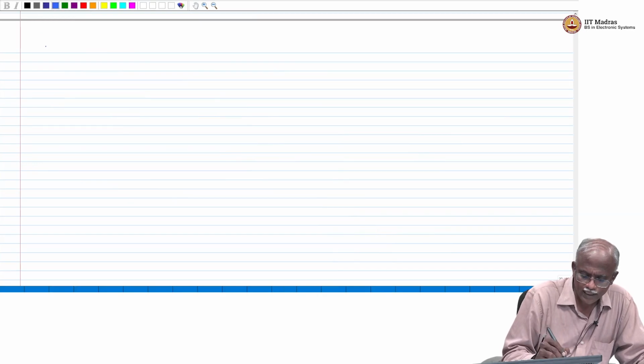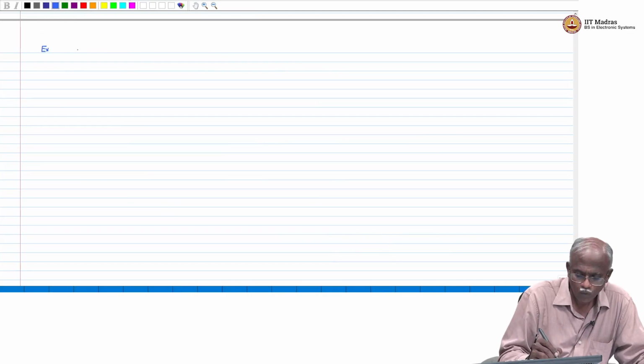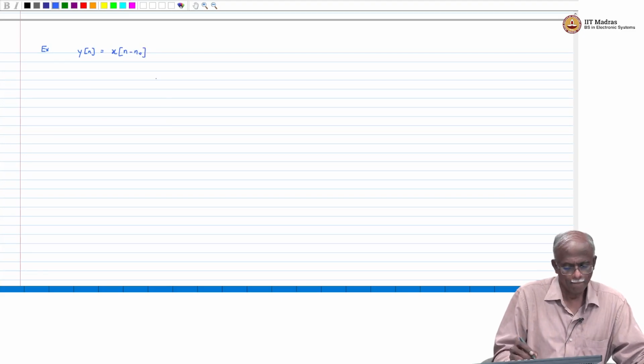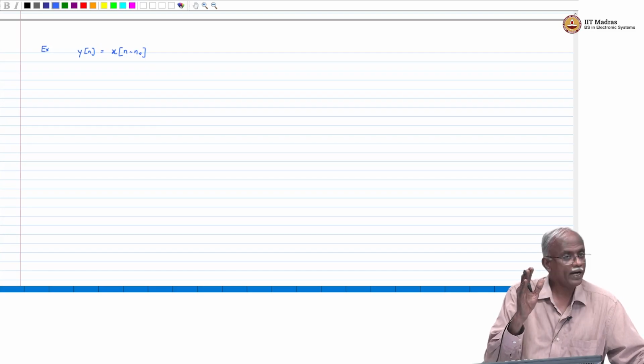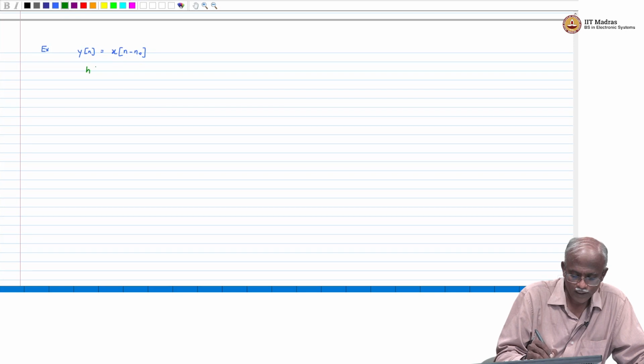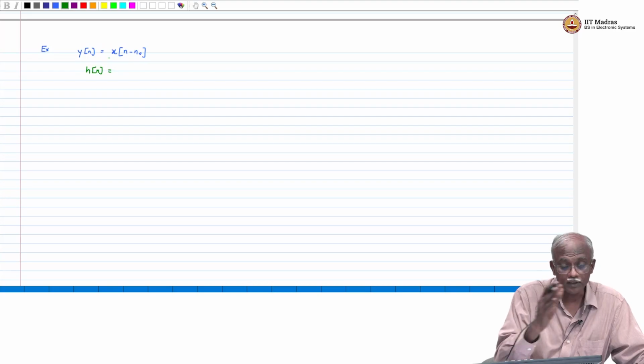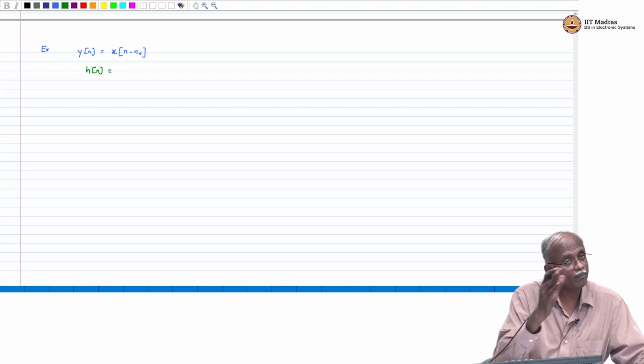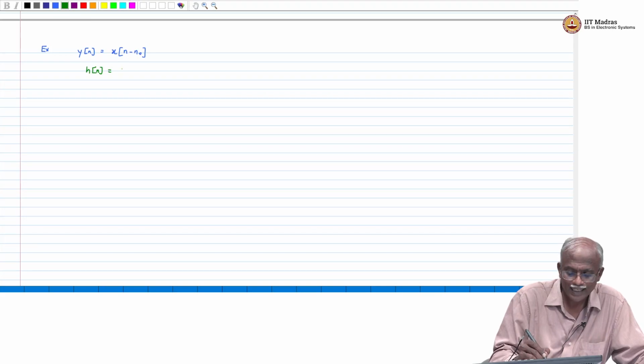So first is an example where y of n is equal to x of n minus n naught. Okay, it is the input delayed by n naught units of time. So I am going to ask you what the h of n is. Remember at the start of this session, we looked at such a delay, not by 1 unit of delay, but n naught units of delay. No problem. This is the same as delta of n minus n naught.